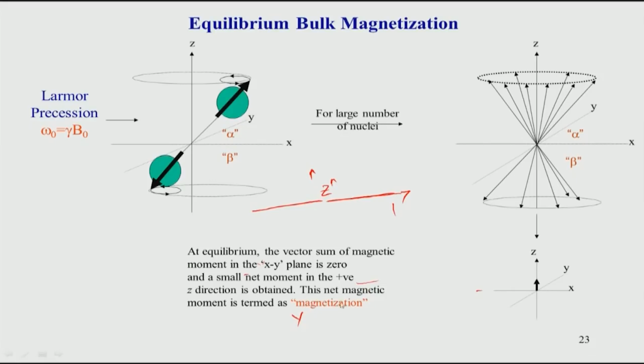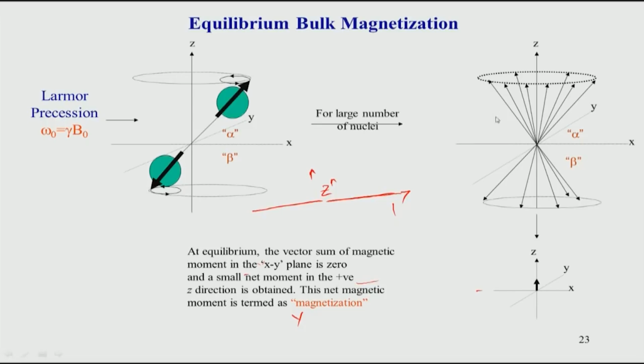This is the popular word we will use in NMR, and this is the positive z axis direction, where we apply the magnetic field. So whatever NMR is done is carried out with this particular magnetization. All NMR spectroscopy techniques that we will see are based on looking at this net magnetization.